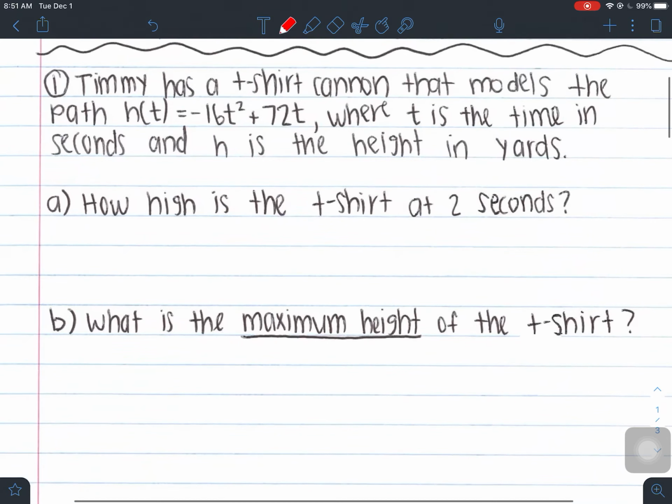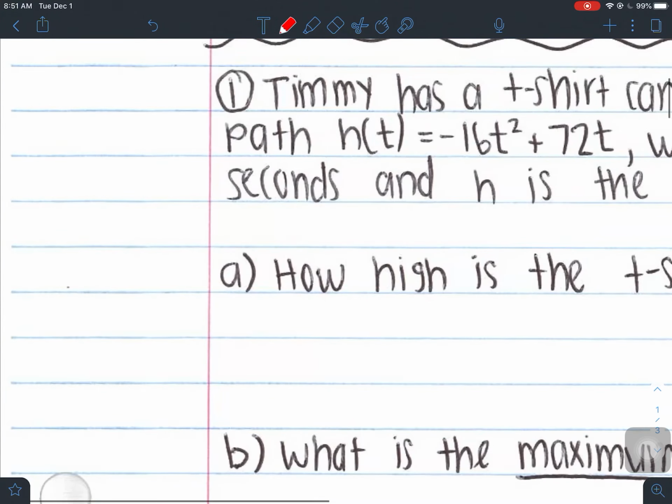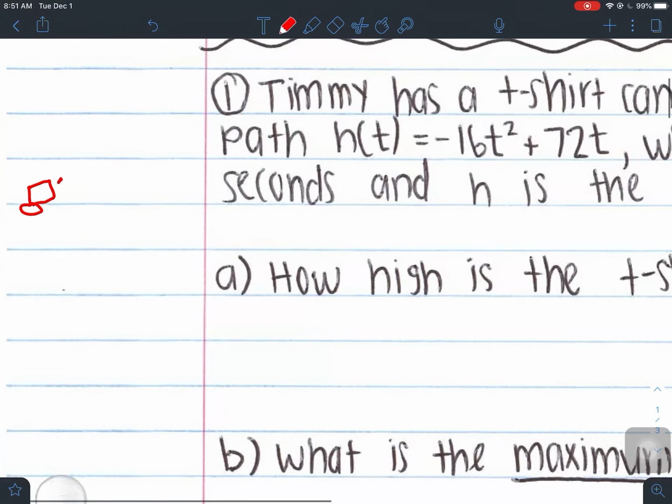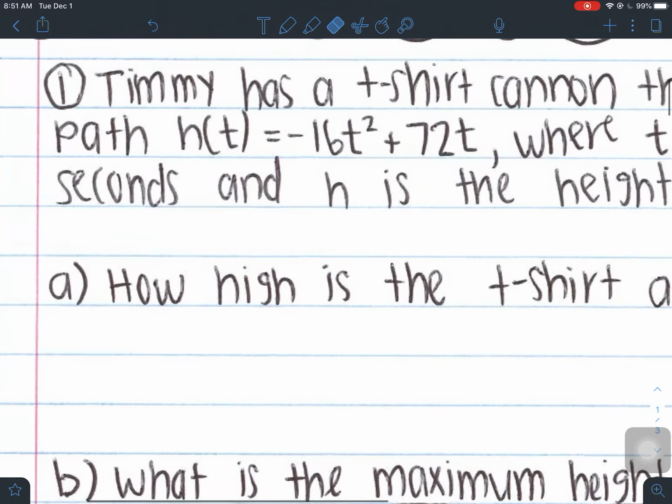So starting with number 1, Timmy has a T-shirt cannon that models the path h of t equals negative 16t squared plus 72t, where t is the time in seconds, and h is the height in yards. So basically he's shooting a T-shirt out of a cannon. I'm going to draw a poorly drawn cannon here. Here's my cannon. And he's shooting a T-shirt in the air, and it's going to fall down eventually on the ground, right? So he's shooting a T-shirt up and it's going to fall down. So they're telling us that that equation is going to give us that modeled path.